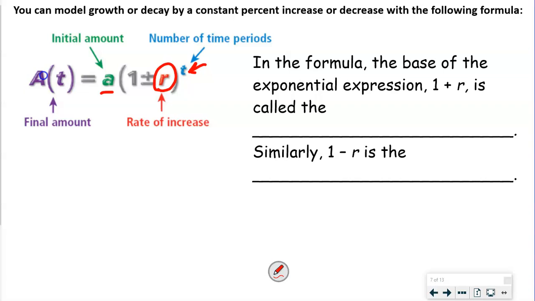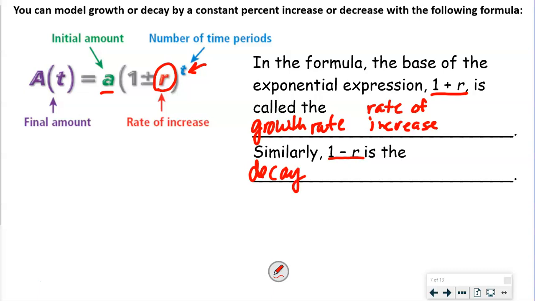Okay. So it says in the formula, the base of the exponential expression, 1 plus r, is called the growth rate. That's what this is called. And what does that really mean? That means it's a rate of increase. And then when it's 1 minus r, that's going to be a decay rate, which means it's a rate of decrease. Hopefully this will help you decipher these problems as we're talking through them here in a minute.